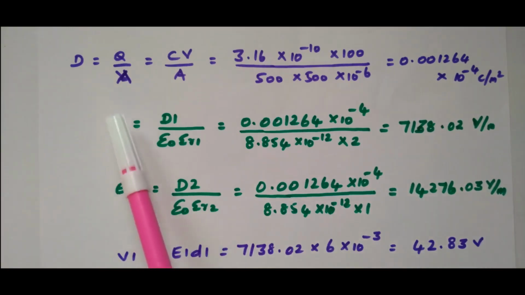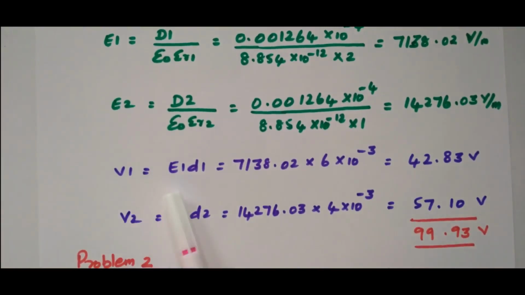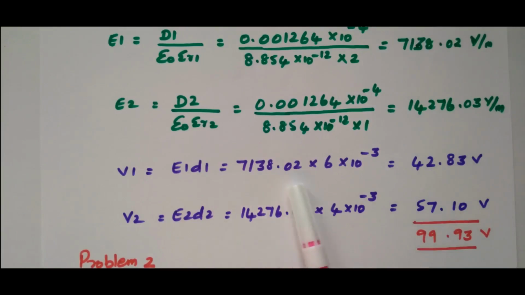So now we got the values of E1 and E2. From that we can find V1 and V2. So V1 equals E1 into D1, since E equals V divided by D, and from that, V equals E into D. The E1 value we calculated is 7138.02, into D1, the distance. The first dielectric is 6 into 10 to the power minus 3, 6 millimeter. So what we got is 42.83 volts.